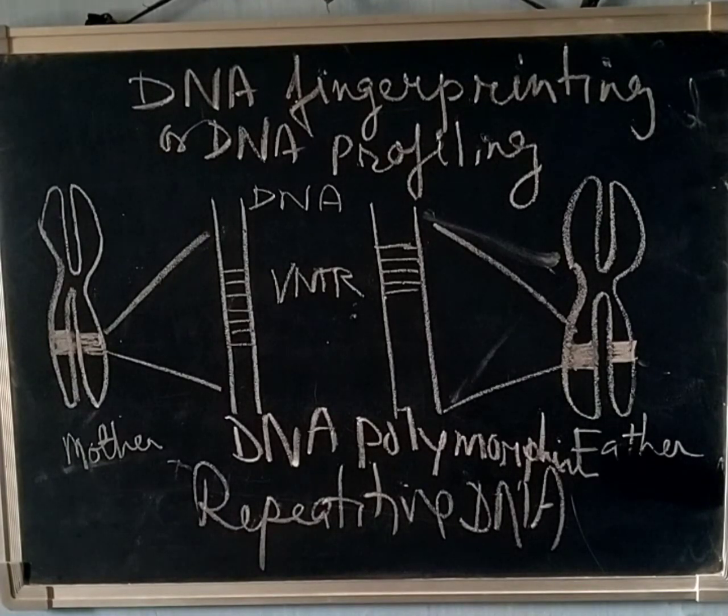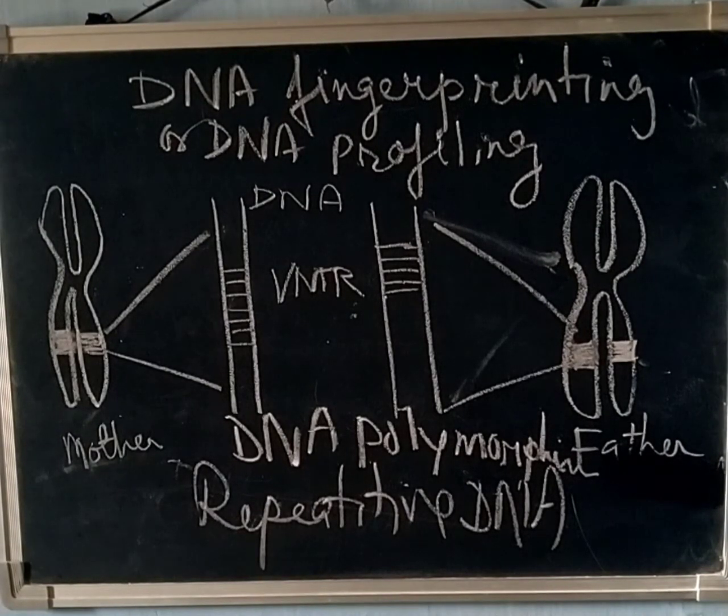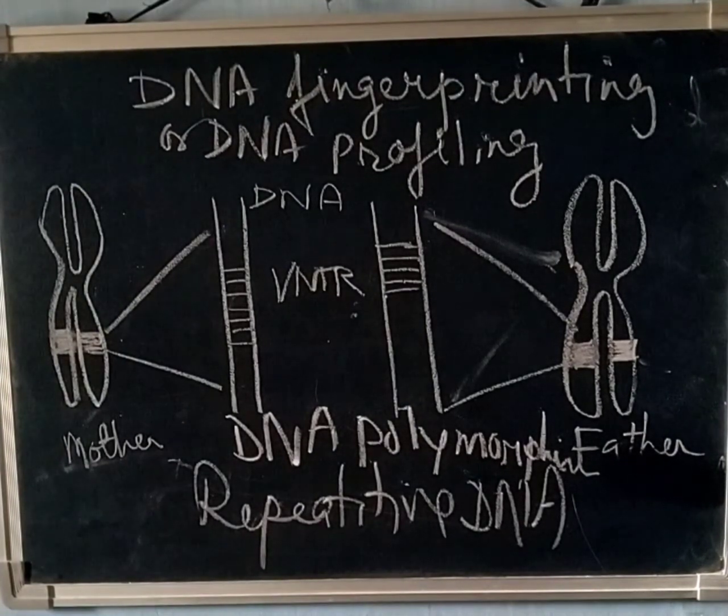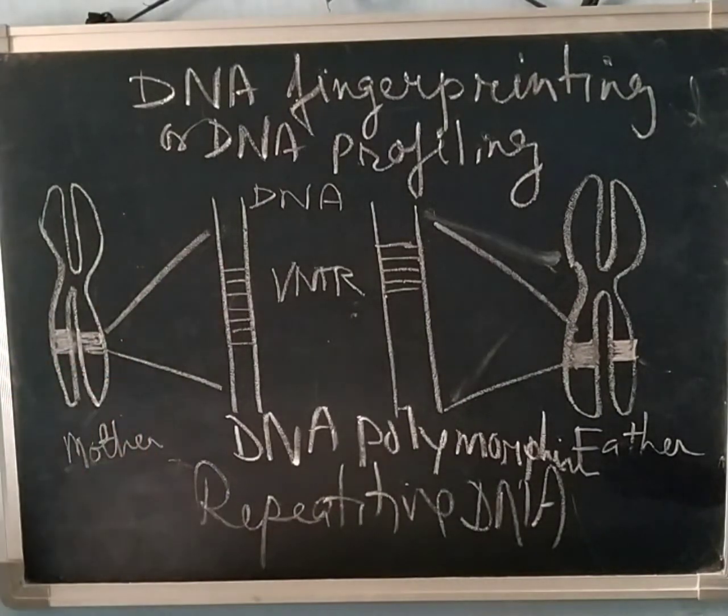Now the technique of DNA fingerprinting was discovered by Alec Jeffreys, and it is called DNA typing or DNA profiling, to find out the markers for the inherited disease. Now what is VNTR? Variable number of tandem repeats. The technique involves Southern blot hybridization using radio labeled VNTR as probe. This is called variable number of tandem repeats.